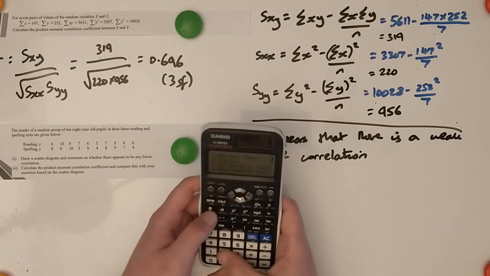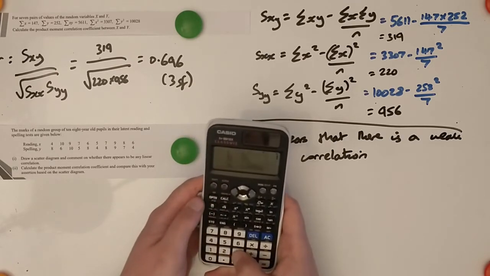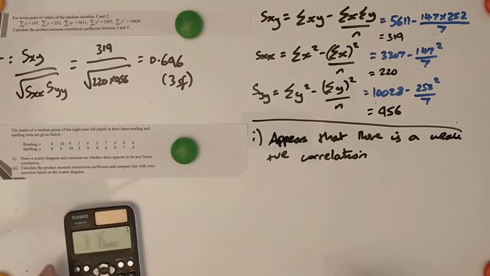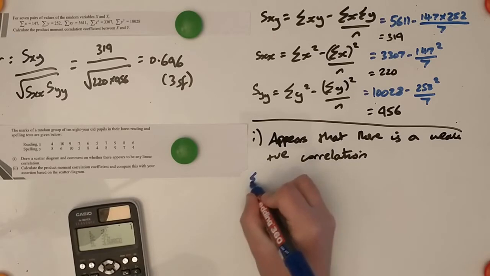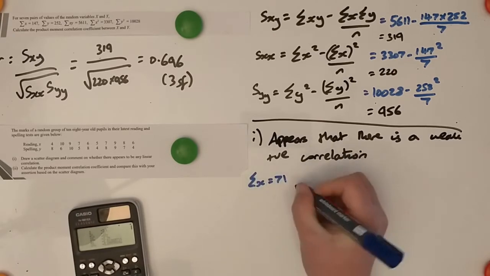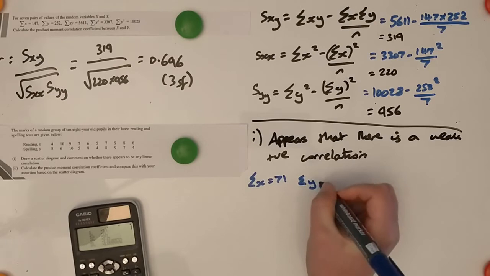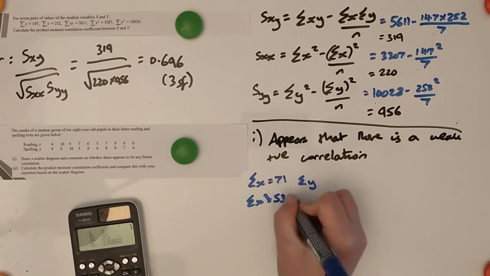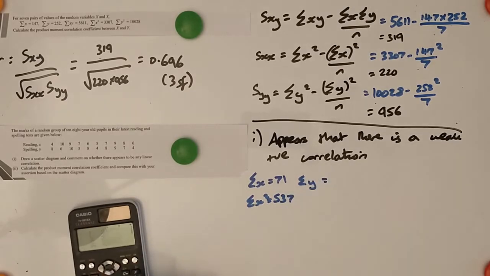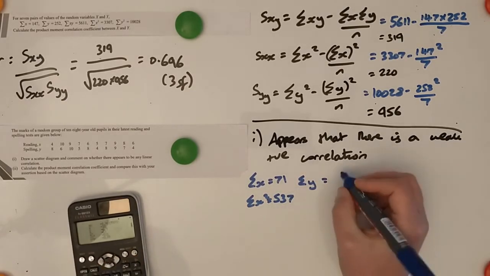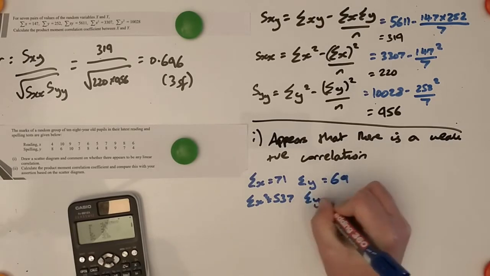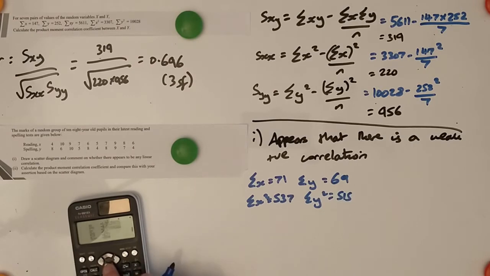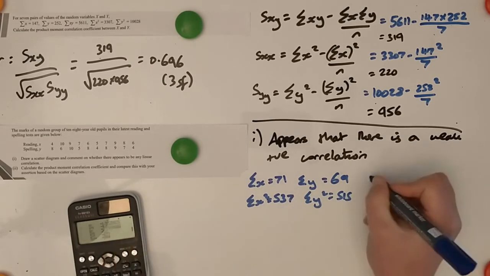Then option, and if we go to 3, that will give us our summary stats. So we get our summary stats from there. So I've got sum of x equals 71, sum of x squared equals 537. I've got sum of y equals 69, sum of y squared equals 515, and I need sum of xy as well. Sum of xy is 502.